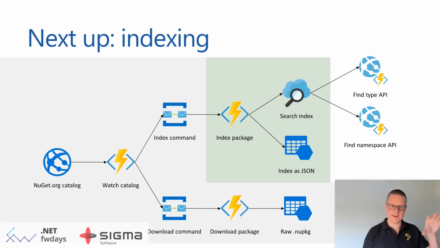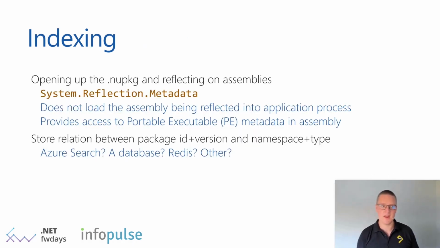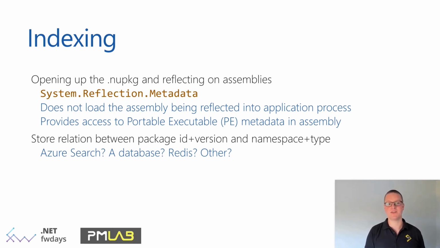We have that catalog watcher pushing data into that index queue that we have, and then we will have a function to index packages. Before we dive into the function, let's think about how we are going to index all of the public types and public namespaces that are in that package. What we are going to do is make use of the System.Reflection.Metadata package to reflect on our assemblies and see which public types are in there.